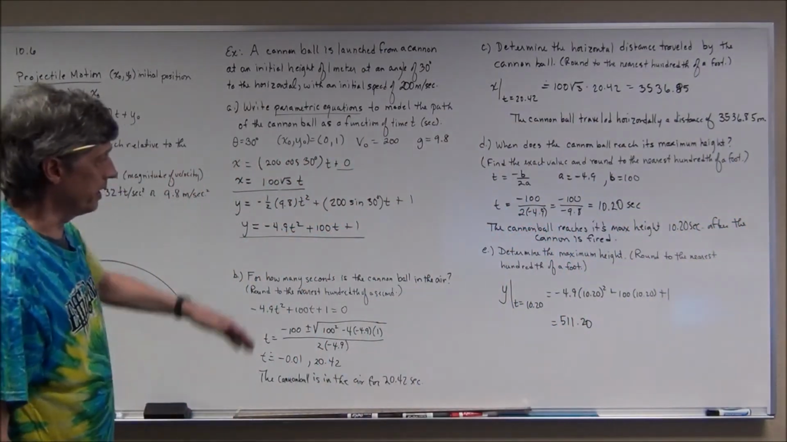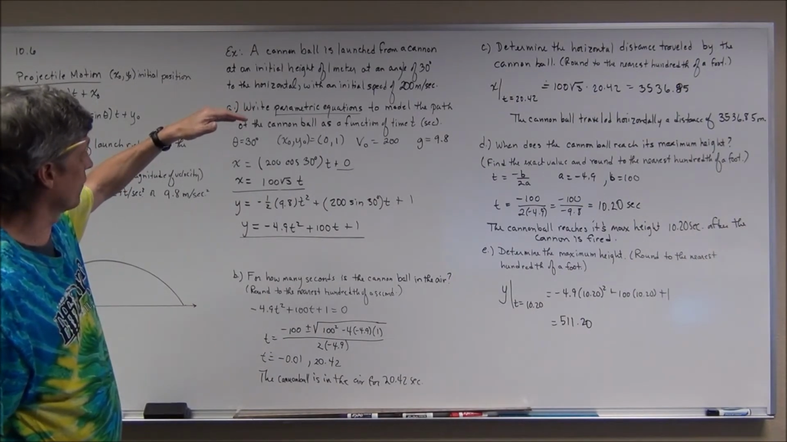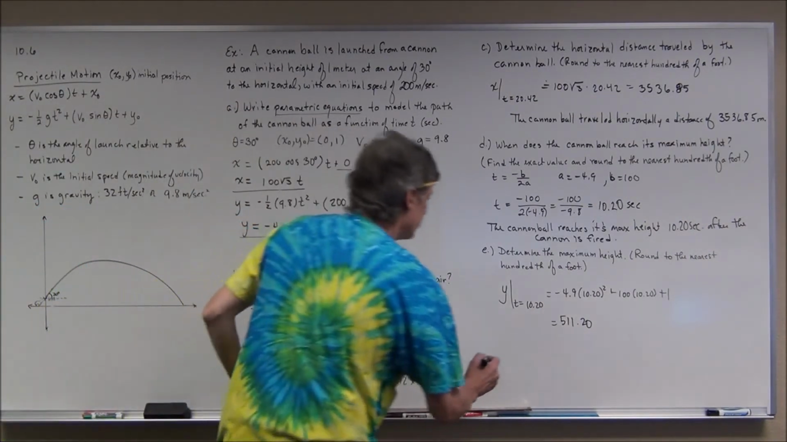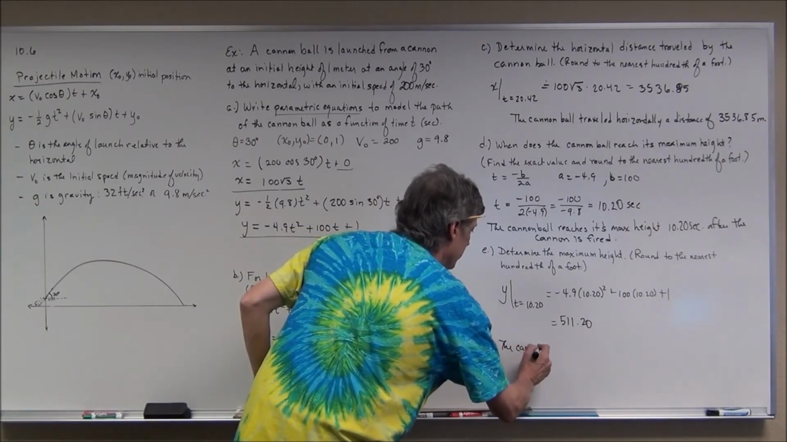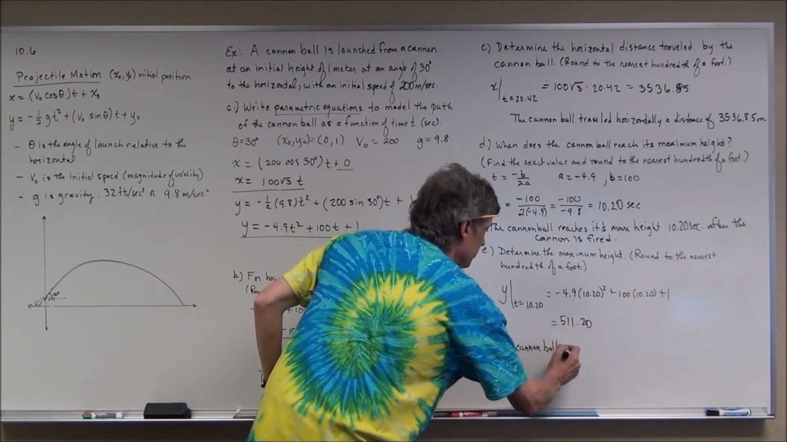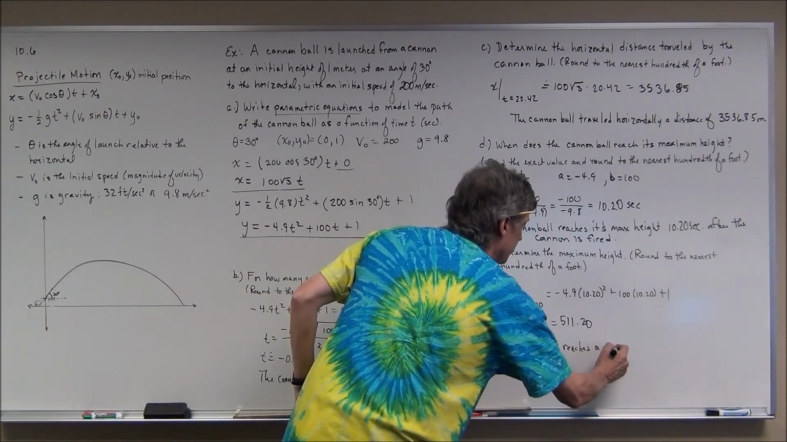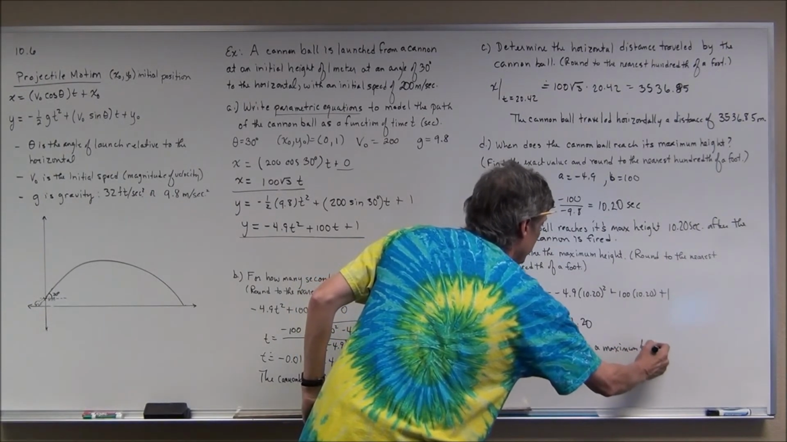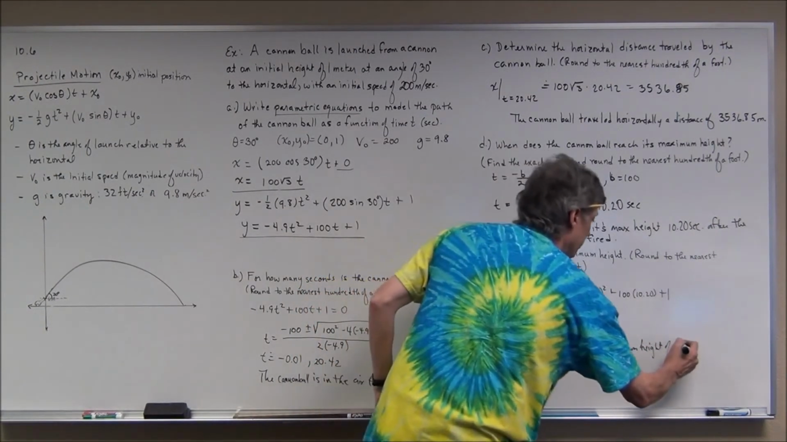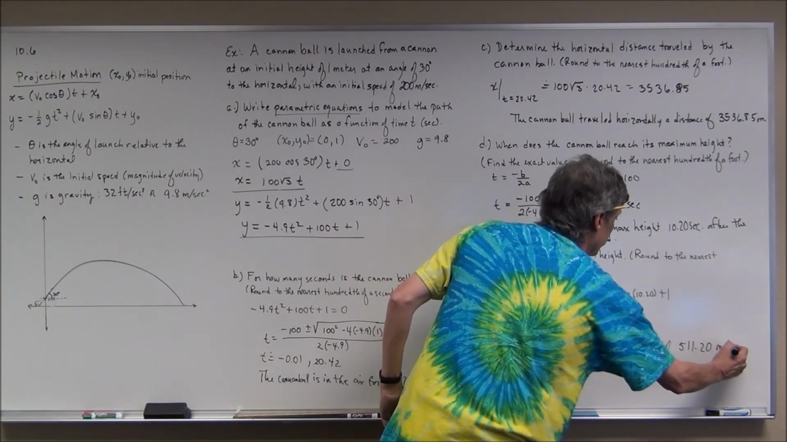So that's up there, 500 meters? Man, this is a powerful cannon. So the cannonball reaches a maximum height of, don't forget your units, 511.20 meters.